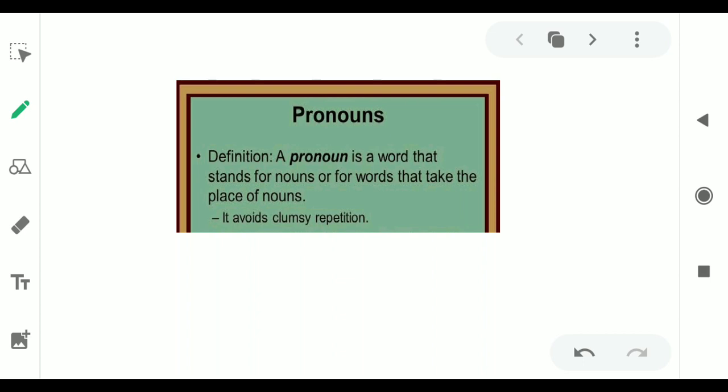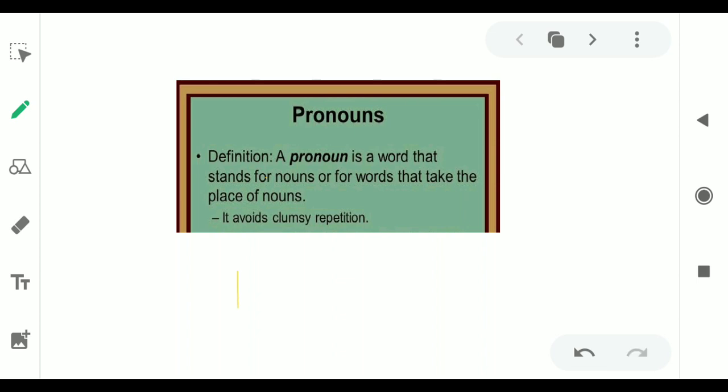The name of the chapter is Pronoun. In this chapter, we will learn about what is a pronoun, what are its types, what is the use of pronoun, and how to identify a pronoun. Let's see. A definition of a pronoun is a word that stands for a noun or for words that take the place of a noun. So, a pronoun is a word which is used in place of a noun.